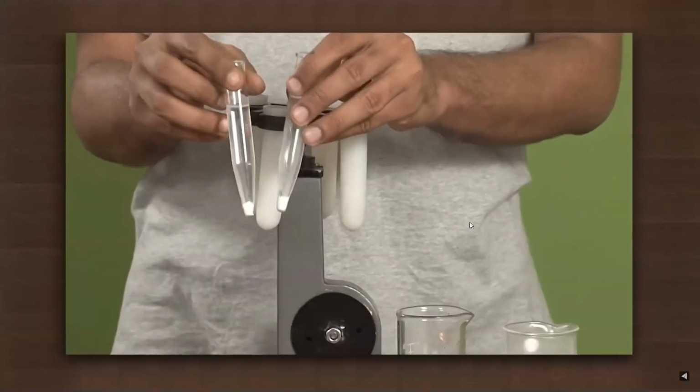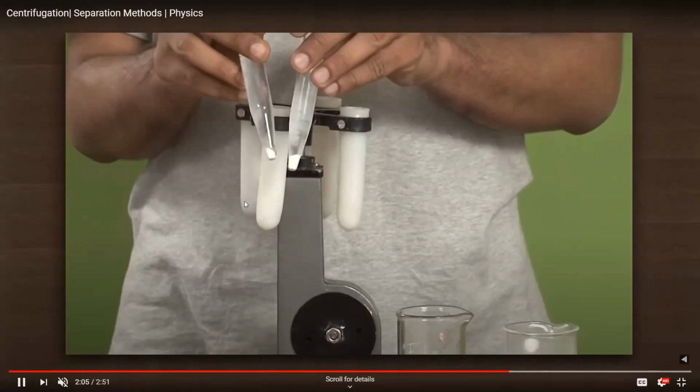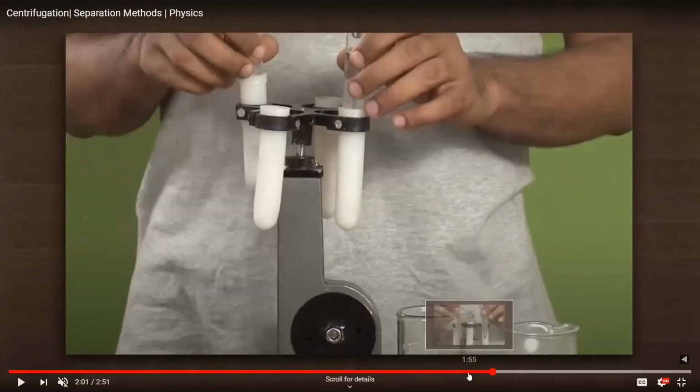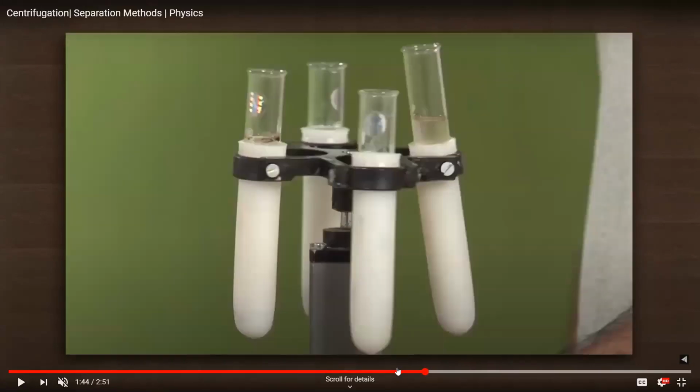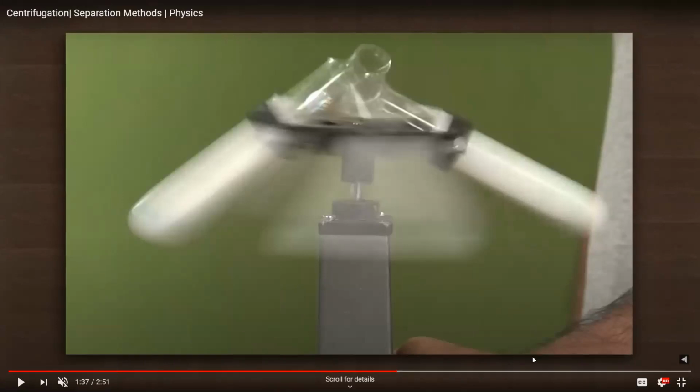This is centripetal acceleration. Where is the radius of your centripetal acceleration over here? Where is the radius? From the center to the tube. From here to here, right? Can you see my mouse? Okay. So your circular motion is over here.